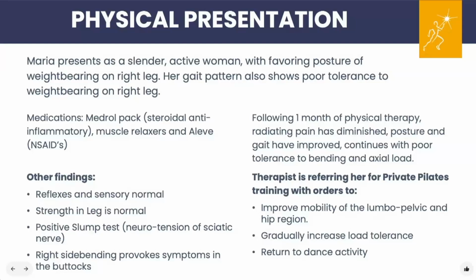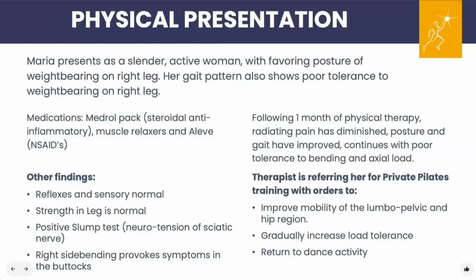Other findings: her reflexes and sensory were normal, so there was no hard neurological sign. Strength in the leg is normal. She had a positive slump test. When I had her sitting on the edge of the table, straightening out her right leg with her head down brought the pain on. I had her lift her head up and the pain went away, head back down, pain came on. So we know that there is a neurotension component to it.